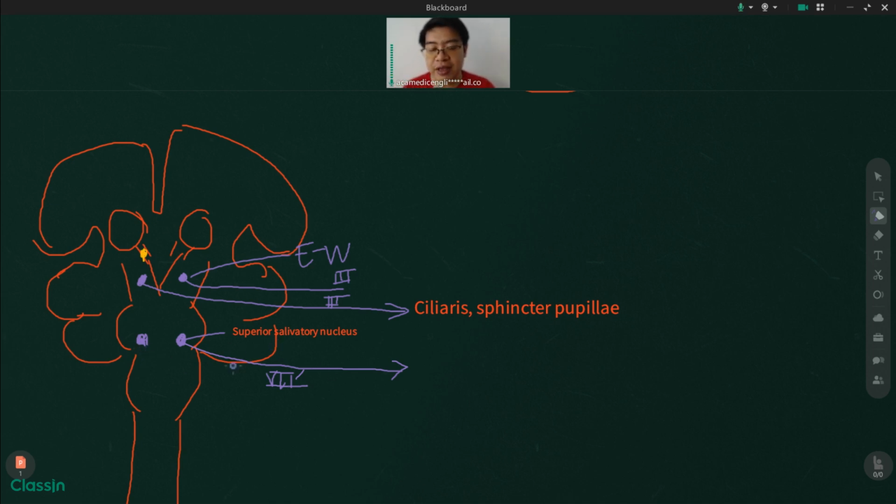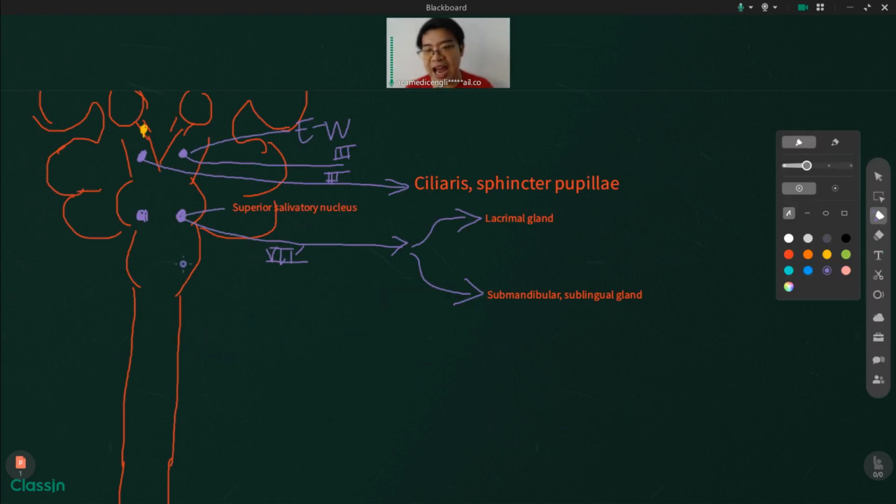So you'll have the parasympathetic fibers from the superior salivatory nucleus going with the cranial nerve number 7, which is the facial nerve, to innervate the parasympathetic function of what gland? The lacrimal gland, as well as the submandibular gland and sublingual gland. Okay, so that's 7, and then you have 9, right?